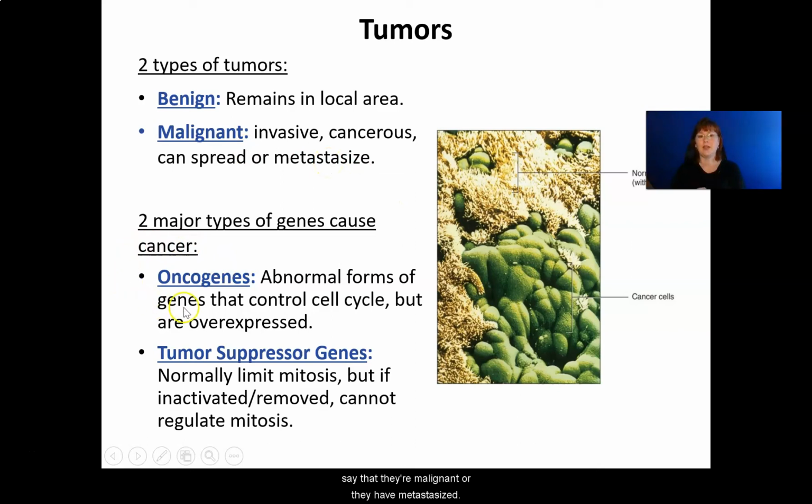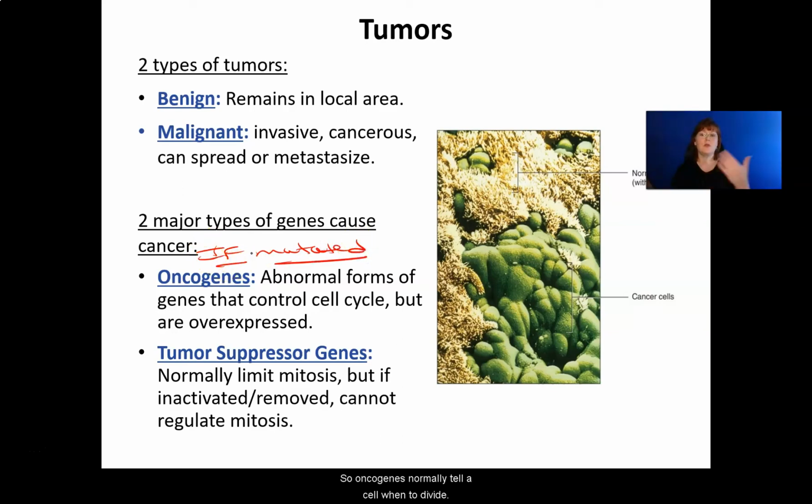And then there are two types of genes that here it says they cause cancer, and that's true, but they are actually normal genes that you need to regulate your cell cycle. If they are mutated, they cause cancer. So let's add that here. We have two types of genes that cause cancer if mutated.